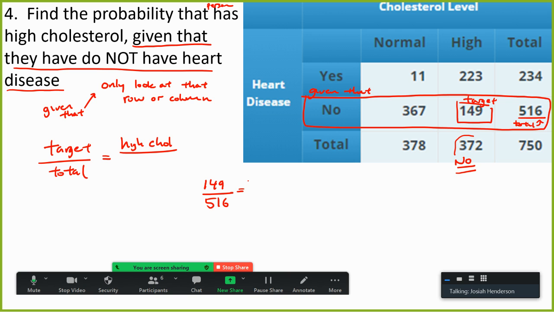So that's the main takeaway from today. Normally we use the entire table. Normally we use the 750 total at the bottom corner, unless it's a given that question. And then we're only focusing on that row or column, the one that it says given that. So let's see, 149 out of 516. Let's just divide it. Looks like 28.9%.